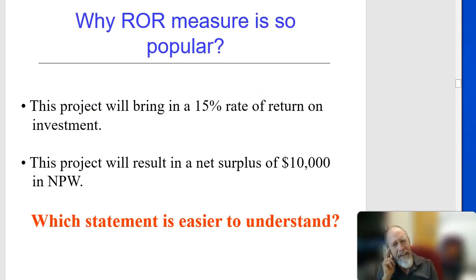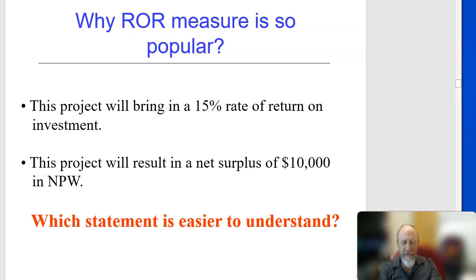Now, why do people like this? Why expressing it as an interest rate? Why is this so popular? It's pretty straightforward. I kind of said it. If I go to you and say, hey, I've got an investment that's going to give you a 20% rate of return, you're going to go, wow, that sounds pretty good. I understand interest rates. I understand 20% is a good number. However, if I say you're going to get a net present worth surplus of $10,000 from this project, you're probably going to go, well, it's positive, but I don't know what that means.